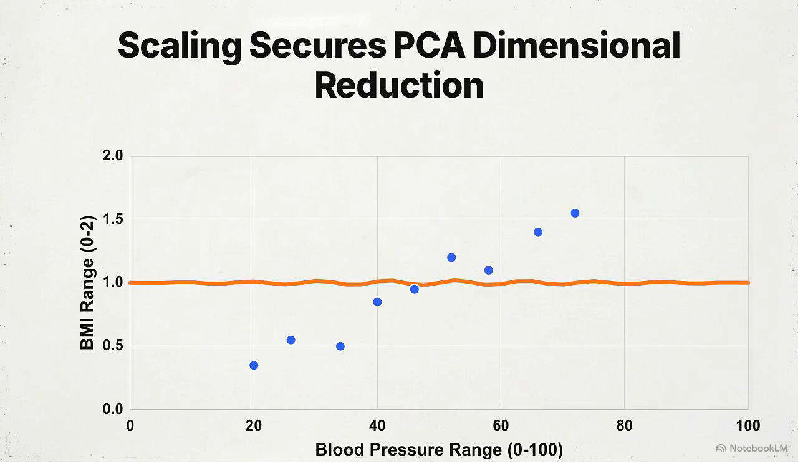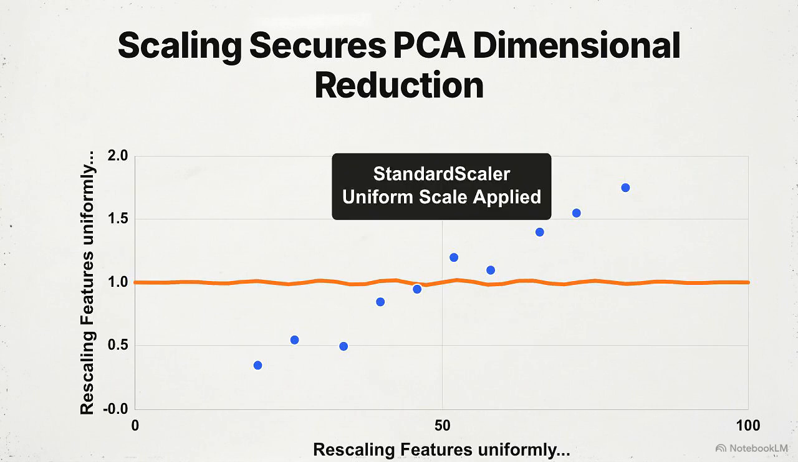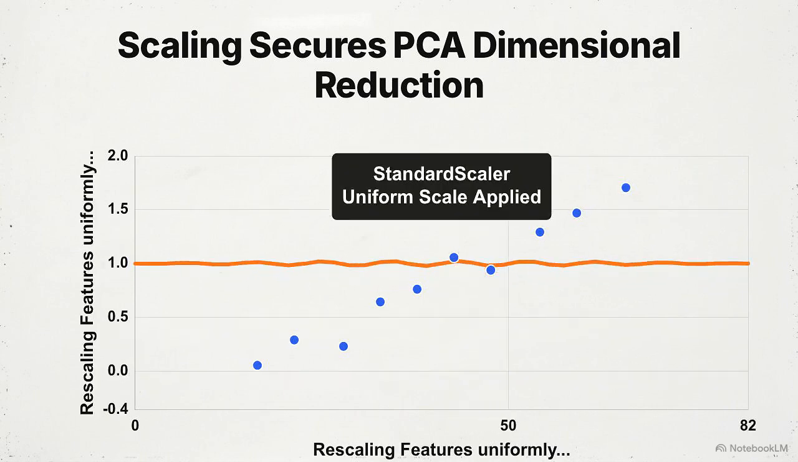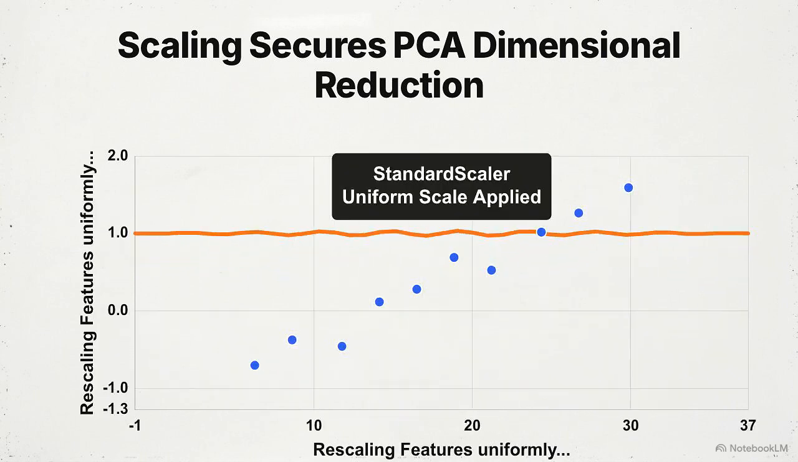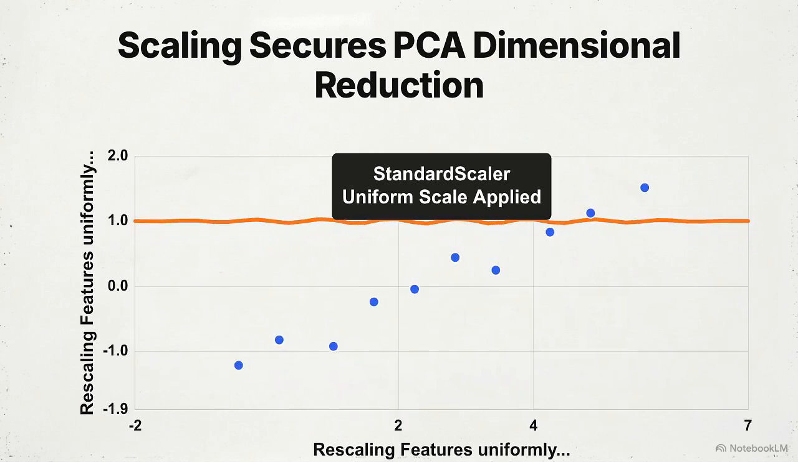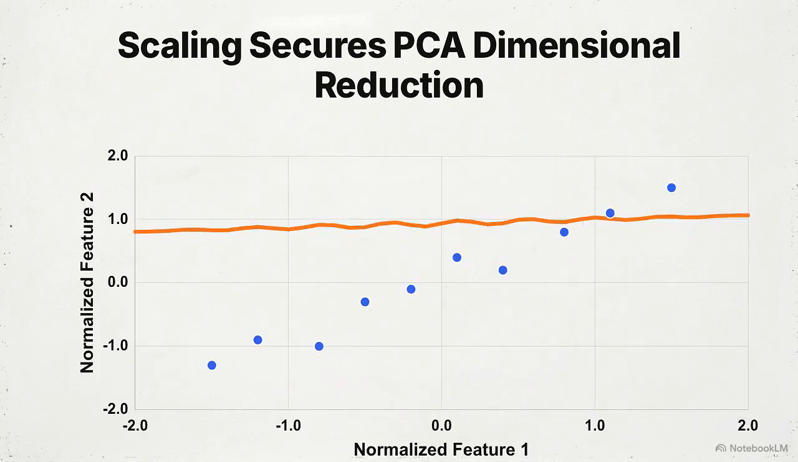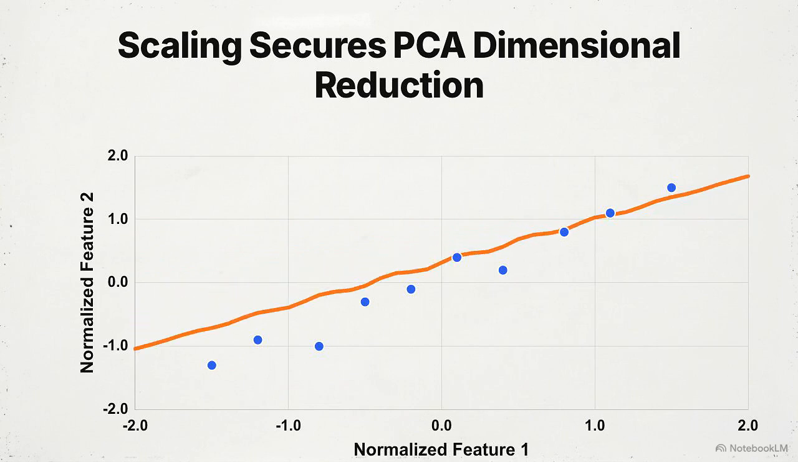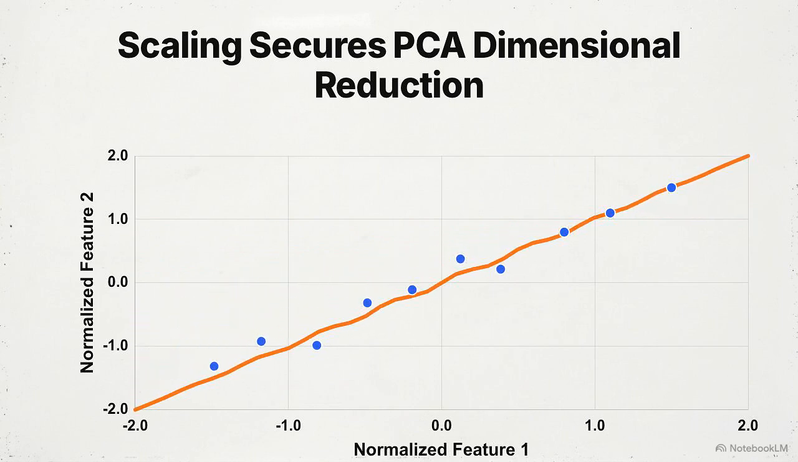But there is a trap. If you feed PCA a dataset mixing different units, the algorithm will chase the larger numbers, completely skewing your principal axis. The fix is feature normalization. Passing your data through standard scaler forces a uniform scale, allowing PCA to find the true mathematical axis instead of being tricked by large unit sizes. Failing to normalize guarantees your dimension reduction will be mathematically flawed.